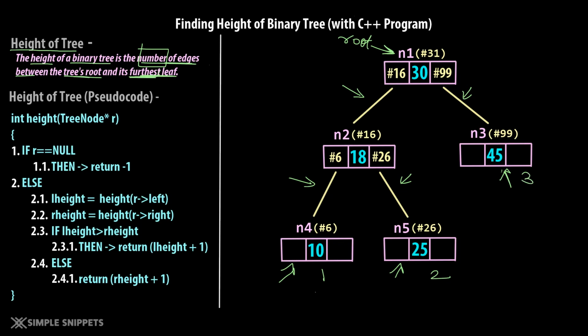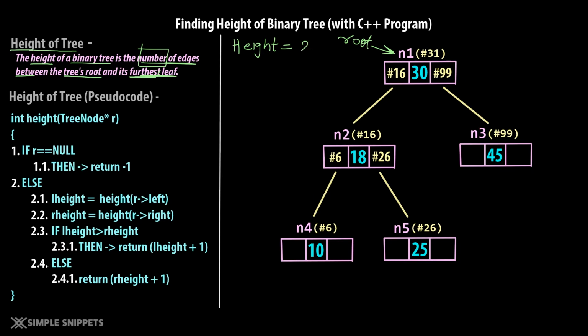So you can see 1 and 2 are the furthest leaves because there are two edges in between. You can see 1 and 2, 1 and 2. And for this leaf node we only have one edge. So we will not consider this one. So according to this definition, the height of this particular tree is equal to 2. Correct? That is the number of edges between the root node and the furthest leaves.